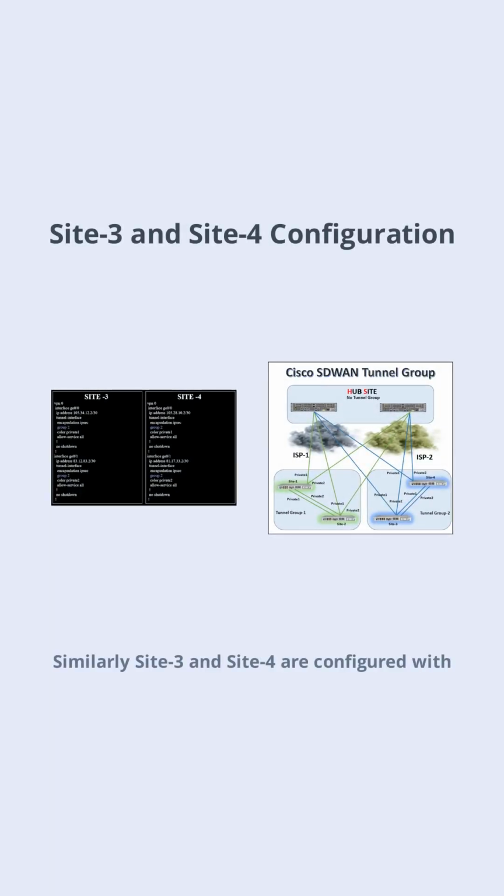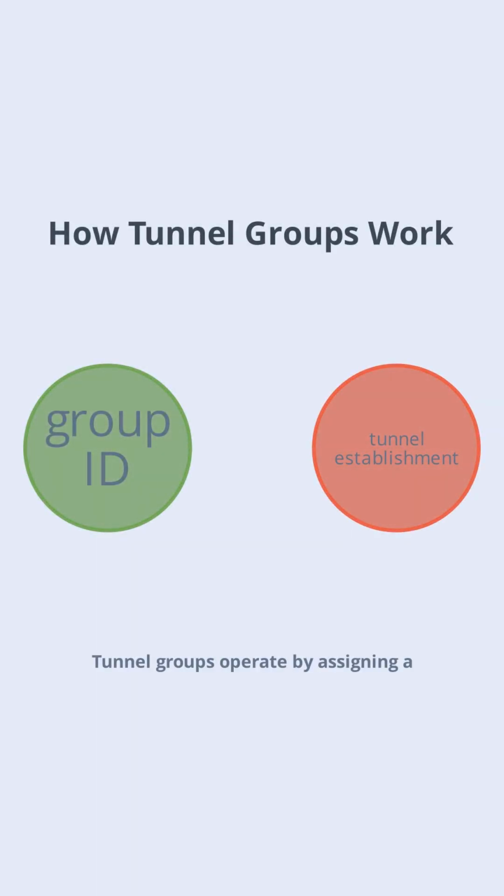Similarly, Site 3 and Site 4 are configured with a tunnel group ID of 2. This creates a separate mesh, ensuring that these sites only connect with each other. This approach is perfect for organizations with multiple departments or locations that require isolated communication. By using tunnel group IDs, you can easily manage which sites are allowed to communicate, all while maintaining a simple and scalable configuration.